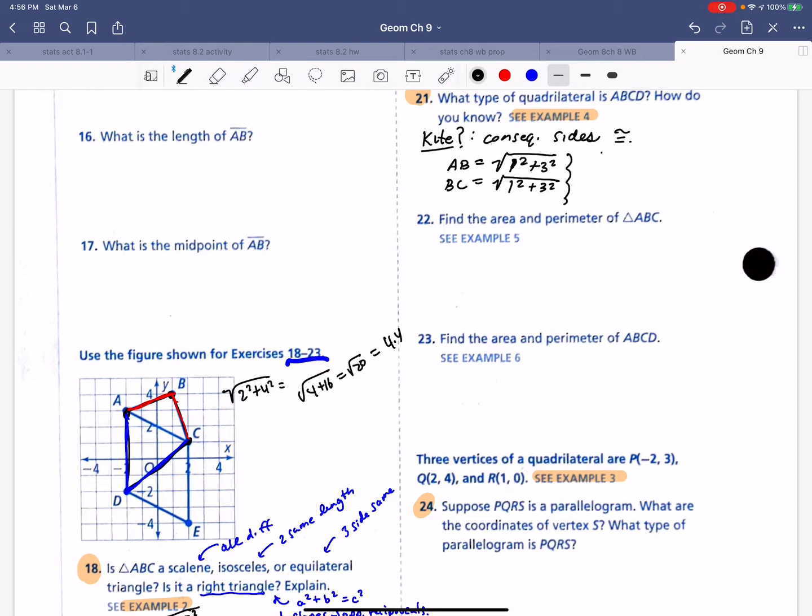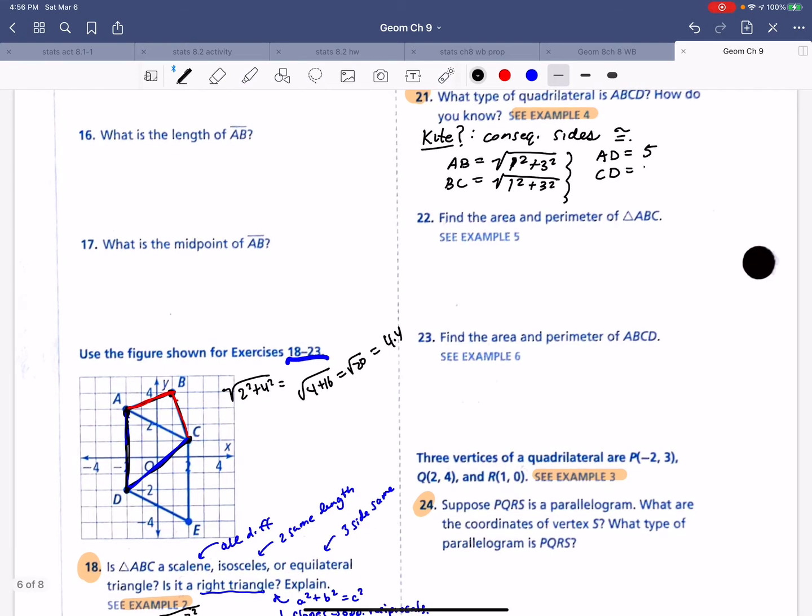Now let's analyze AD and CD. So we can count 1, 2, 3, 4, 5. So AD is just plain old 5. And CD is 4 and 3. Yeah, 4 squared plus 3 squared, and take the square root. I think we already verified this, right? It is the square root of 25, which is 5. So you're going to have to say, yes, this is a kite. Why? Because it has consecutive sides congruent by definition.